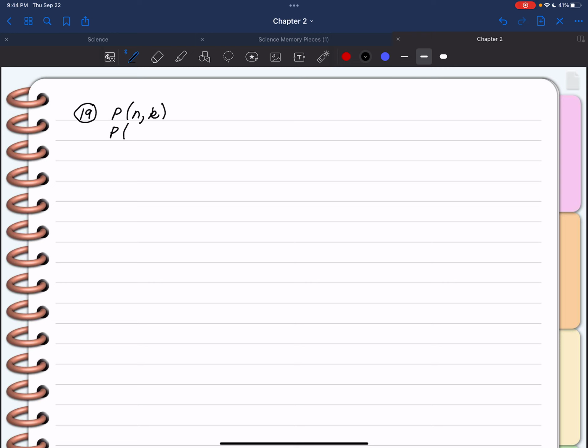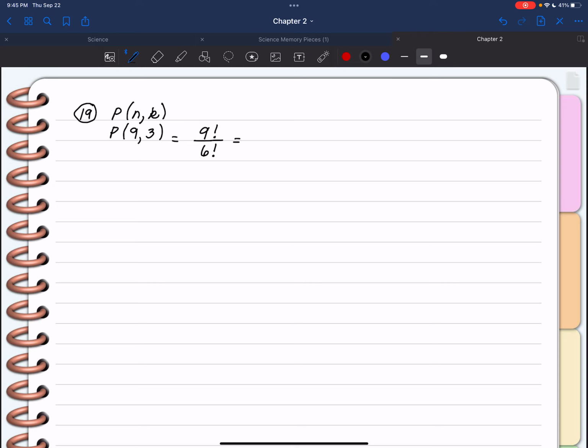Why would I not just do non-factorial? No, I'm going to follow this through. Okay, so 9 possible numbers, and you have to have 3 of them in the right order. So this is going to be 9 factorial over 9 minus 3, that's 6 factorial.